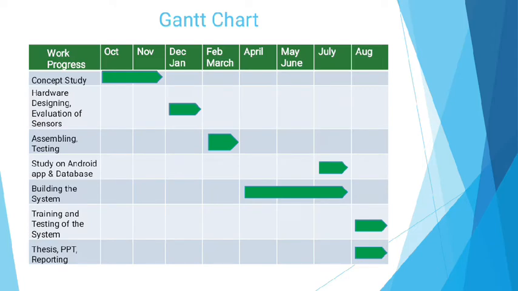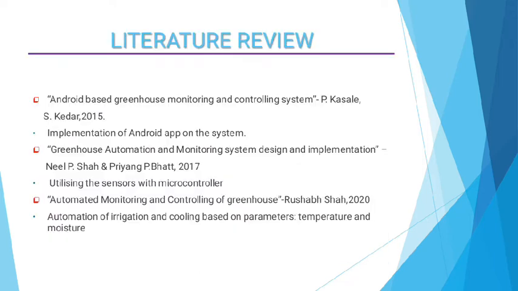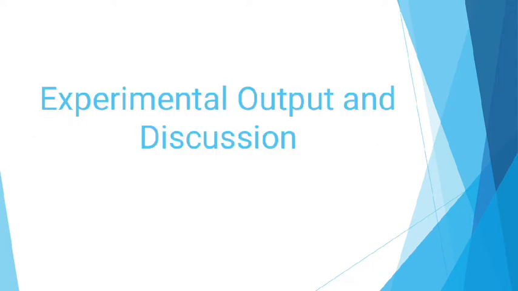Gantt chart: it shows our progress in preparing our project. As shown in the Gantt chart, our project is completed. These are the literature reviews from where we have collected the resources and learned about greenhouse monitoring systems. Next is experimental output and discussion.